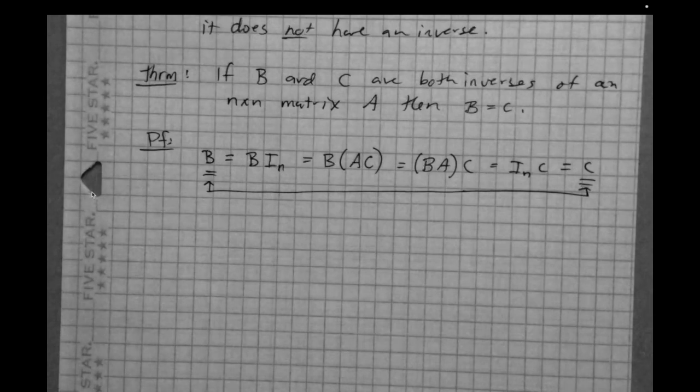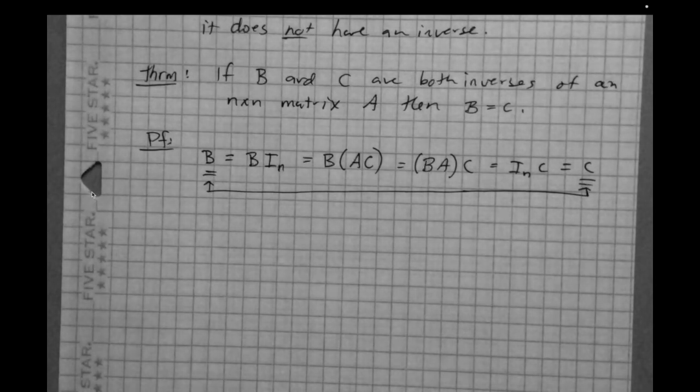So you can see that these must be the same. This is the kind of proof you like: start with one thing and derive directly the other. Perfect, exactly what we wanted to see. So B equals C if they're both inverses of a matrix A.